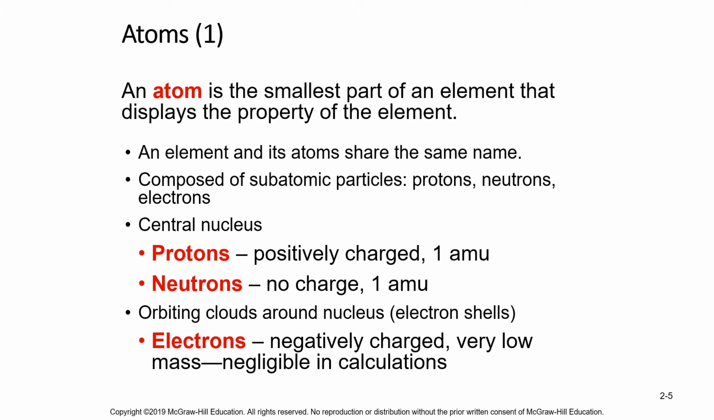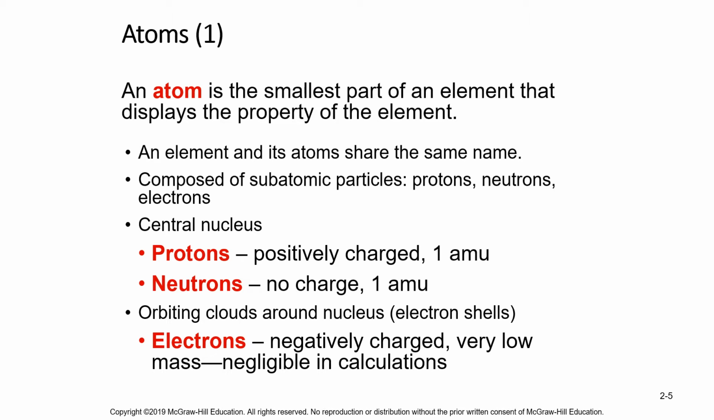So again, an atom is the smallest thing that has the properties of an element. They are the building blocks for matter, but they also have their own building blocks, these 3 right here: protons, neutrons, and electrons.